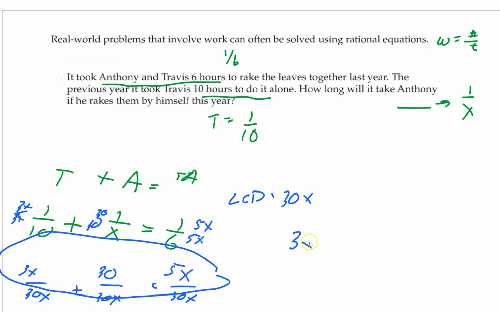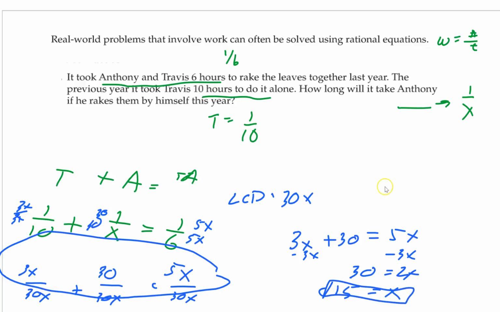And you get 3x plus 30 equals 5x. Do some simple math. 30 equals 2x, and x equals 15. Anthony's apparently slow, and it takes him 15 hours to do it by himself. But that's the way we're going to do it.